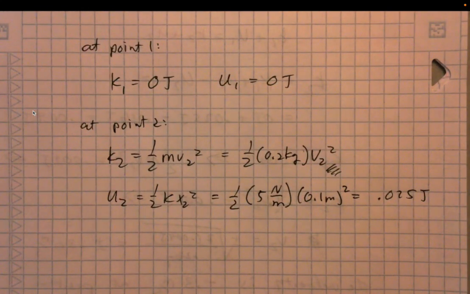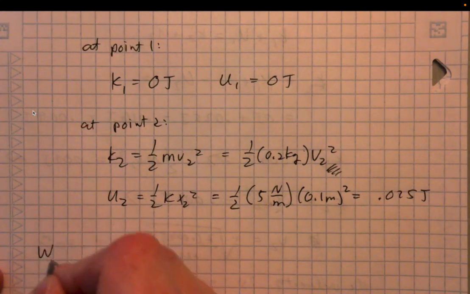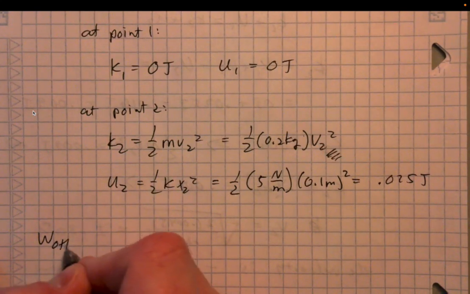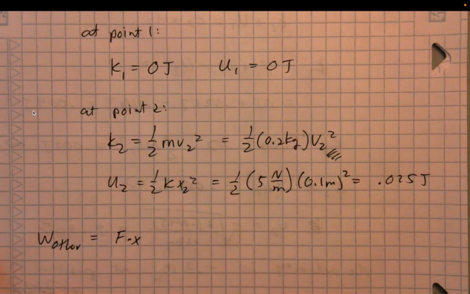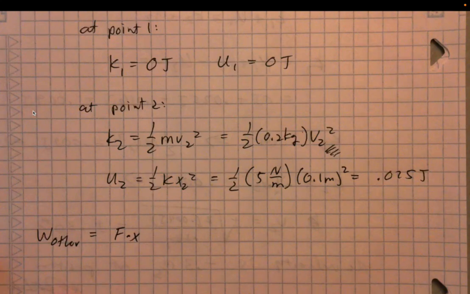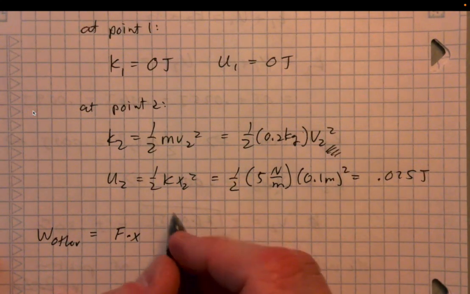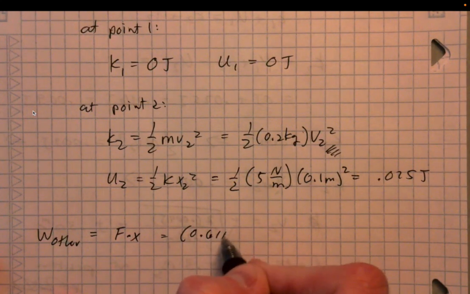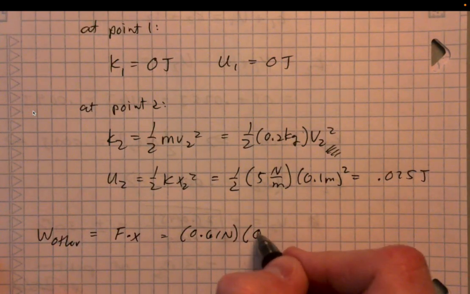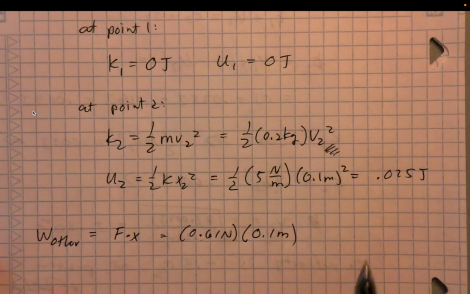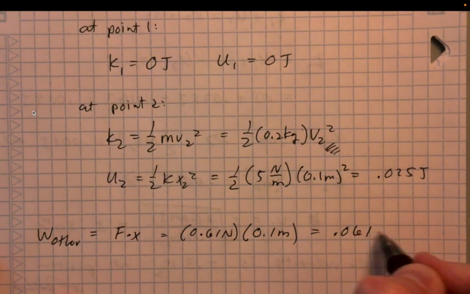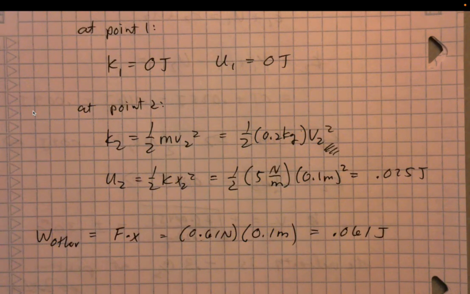Now in this case, we can calculate the work done by the external force. So we have to consider this external force. Work other is equal to this force times the displacement. And they're aligned, right? The force is perfectly pushing to the right, so we don't have to worry about the cosine of the angle between them. So this is just equal to 0.61 newtons times 0.1 meters. The force is in newtons and the displacement is in meters. And so this is 0.061 joules to the right, so we'll let it be positive.